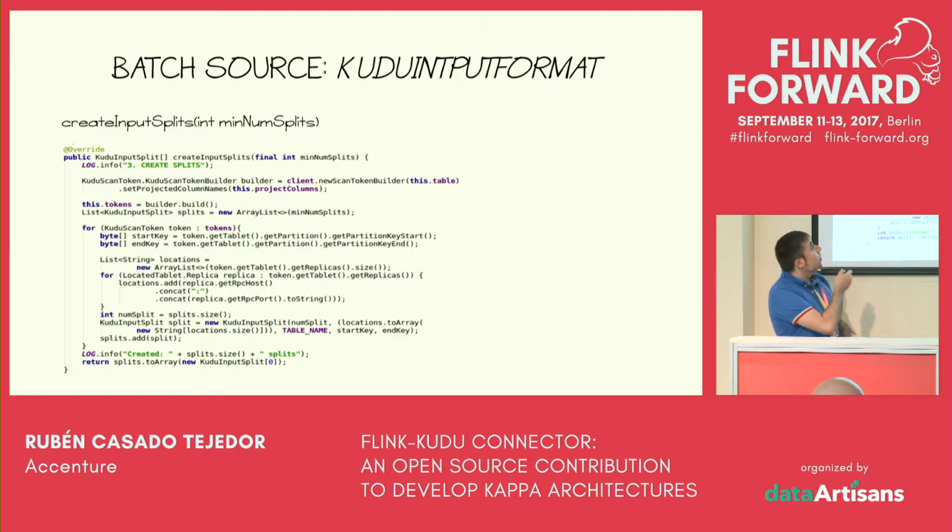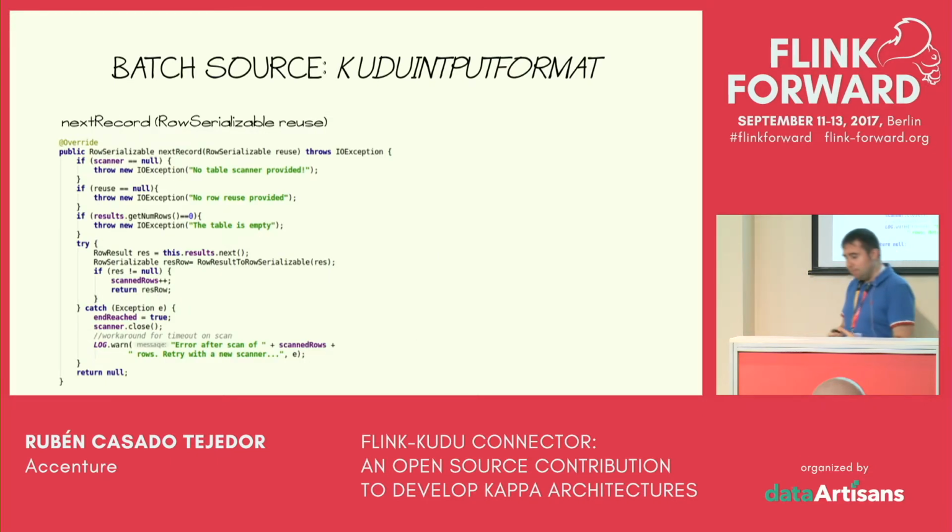We have to create a new input split object, quite simple. It is not complicated at all. And next record, that basically using the Kudu API, we transform the Kudu row into a row serializable Flink object. As I said before, we have to create this wrapper.